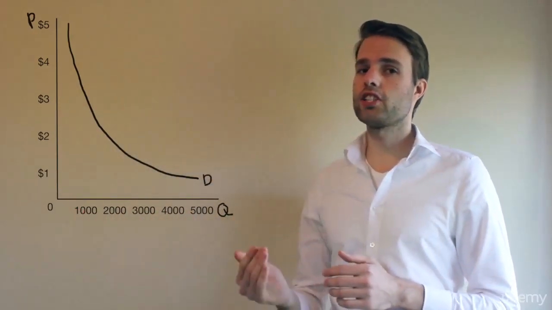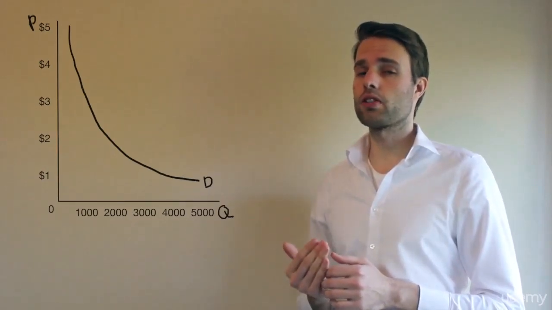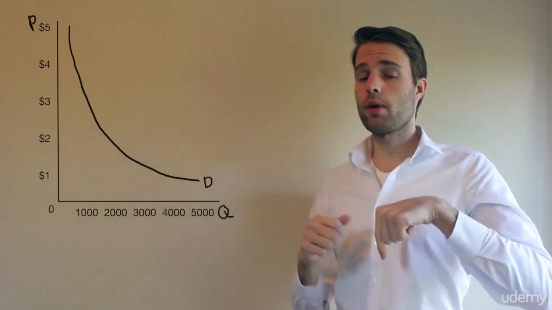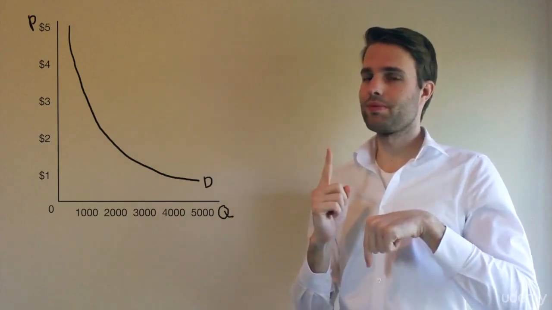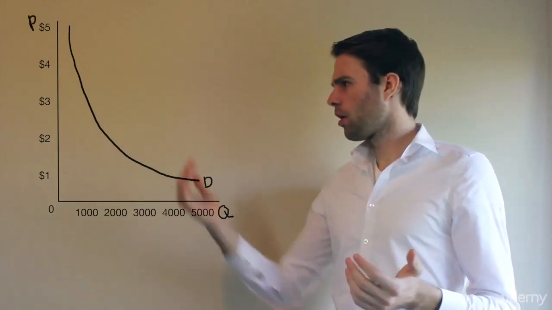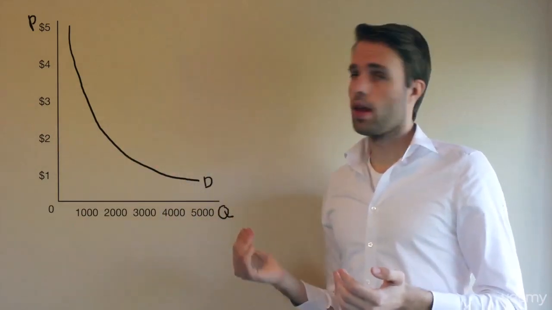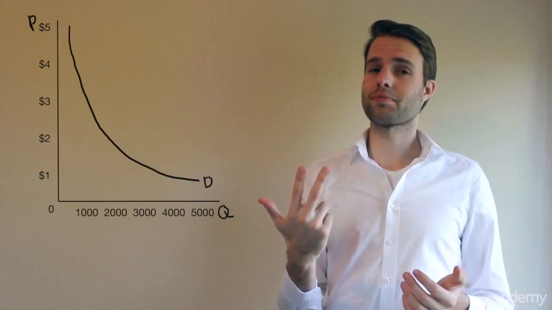There's an inverse relationship between price and quantity on the demand side. Price goes up, quantity demanded goes down. Price goes down, the quantity demanded goes up. Now you might wonder, why is it that when the price goes down, there's more quantity demanded? Well, there are three main reasons for that.